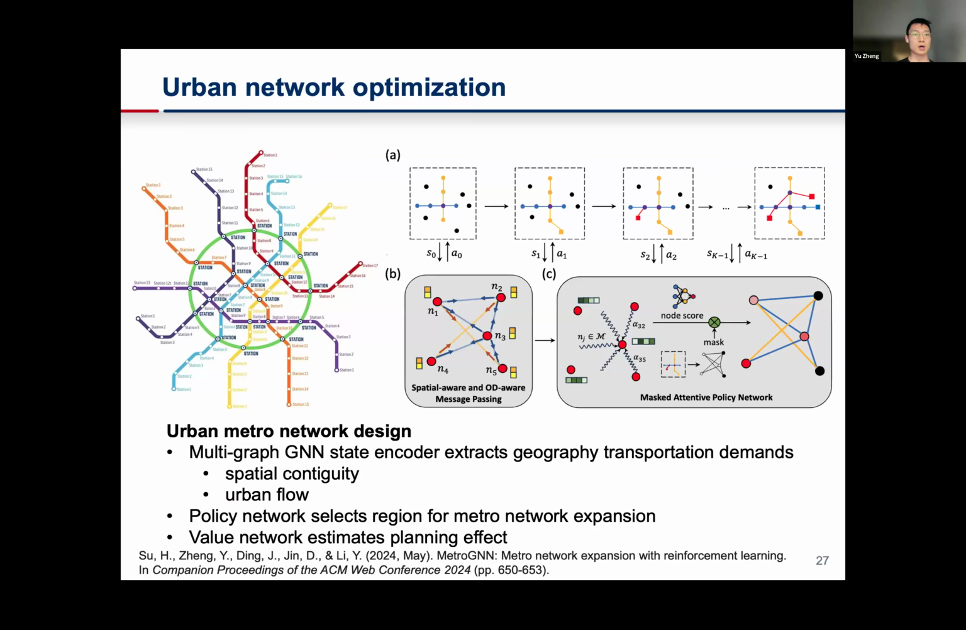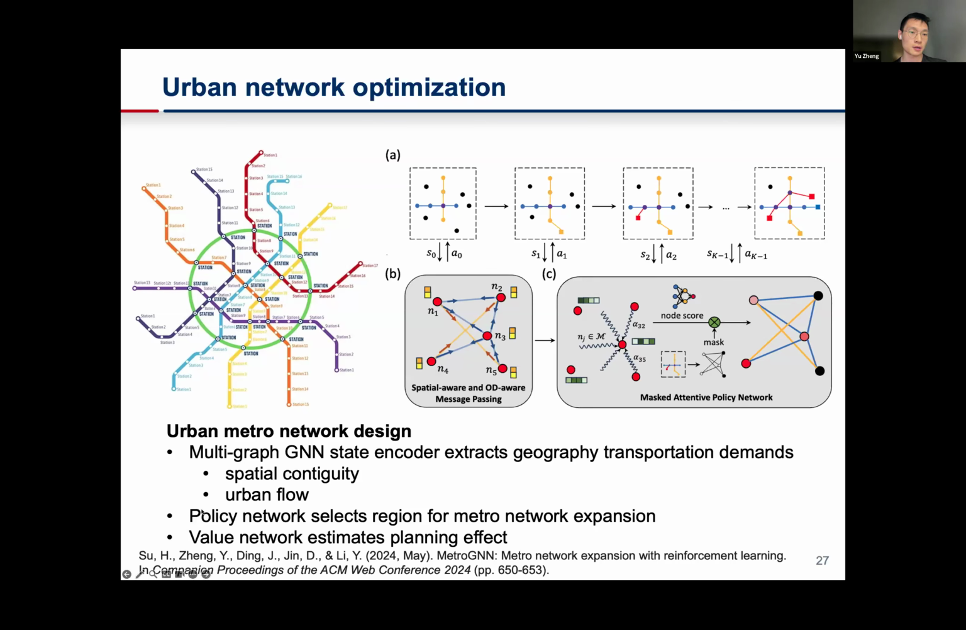Here we focus on one specific case of urban metro network design. We first construct a multi-graph graph neural network state encoder to extract both geographical information and transportation demands. For the spatial part, we have introduced two types of edges. The first indicates the spatial contiguity between different urban regions, and the second indicates the regions that have very large urban flows.